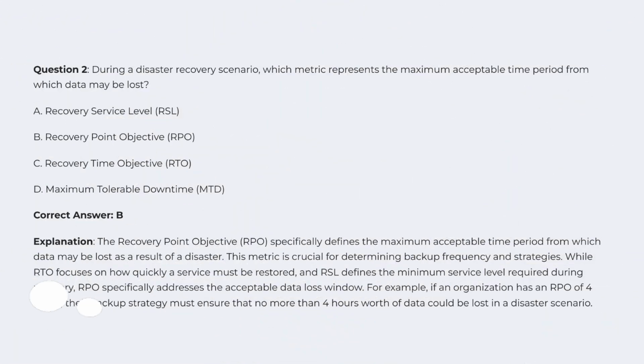Correct answer, B. Explanation. The recovery point objective, RPO, specifically defines the maximum acceptable time period from which data may be lost as a result of a disaster. This metric is crucial for determining backup frequency and strategies. While RTO focuses on how quickly a service must be restored, and RSL defines the minimum service level required during recovery, RPO specifically addresses the acceptable data loss window.